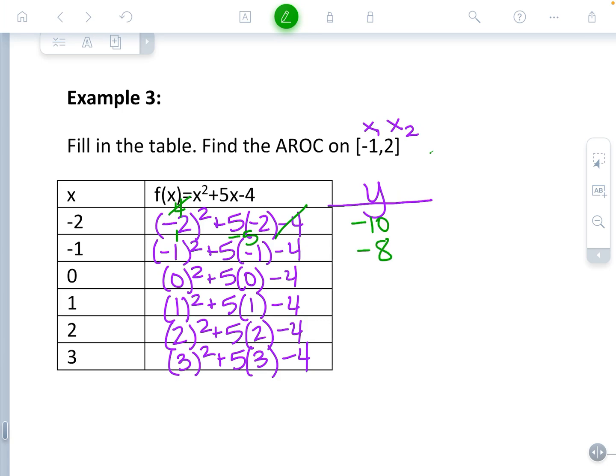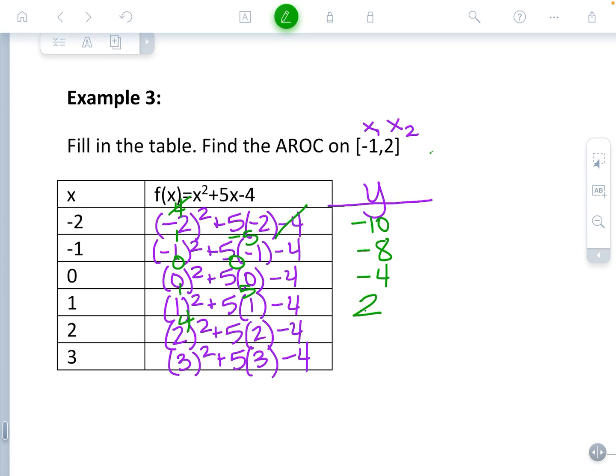Now remember, you can plug all this in your calculator. So if my doing the math out loud isn't helping you, that's okay. 0 squared is 0 plus 5 times 0 is 0 minus 4. Well, 0 plus 0 minus 4 is just going to be negative 4. Okay, 1 squared, 1 times 1 is 1. 5 times 1 is 5 minus 4. Okay, 1 plus 5 is 6 minus 4 is 2.